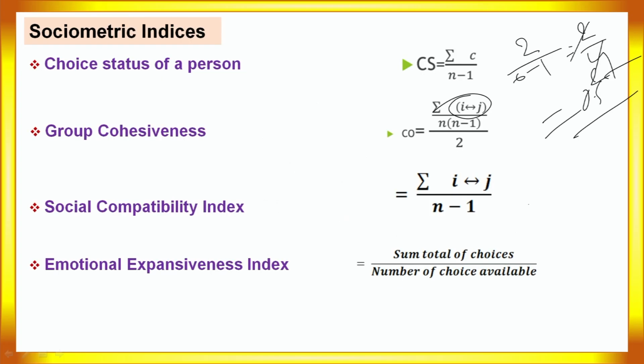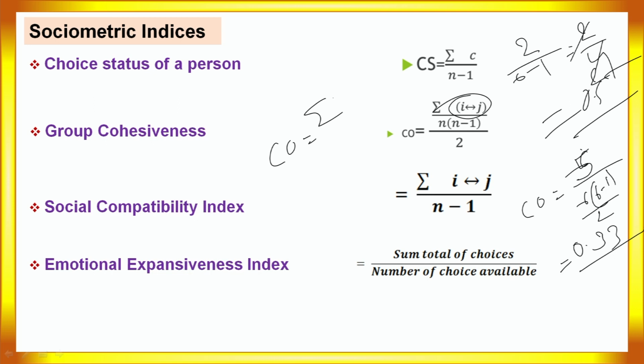So what will be the cohesiveness of the group? There were 5 mutual choices in the sociogram, so it will be 5 divided by n into n minus 1 by 2, where n is 6, so 6 into 6 minus 1 by 2. If you calculate this, you will get 0.33. That is the value of the group cohesiveness. This group cohesiveness formula is for unlimited choices. When there is limited choice available, this formula is replaced by the summation of i double-headed arrow j divided by dn by 2.